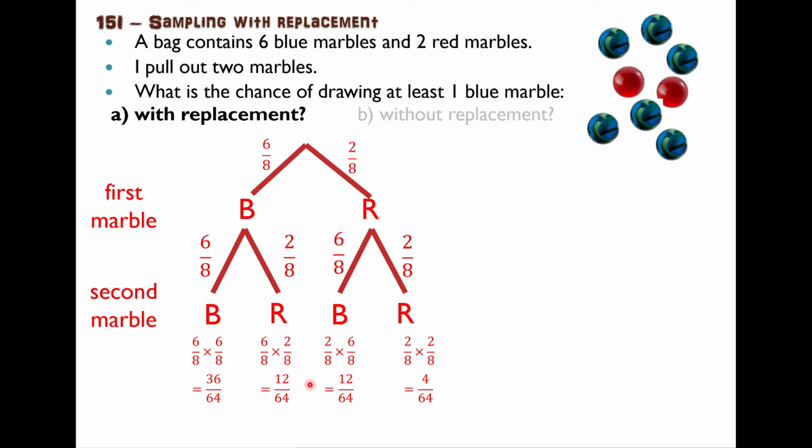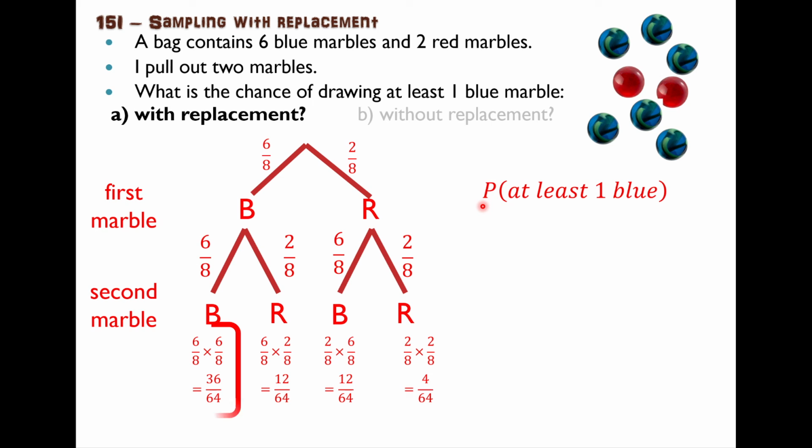We can look at these 4 situations at the end and look at which ones end up with at least one blue marble. Here, I drew a blue and then a blue. Do I have at least one blue marble? Yes, I have 2. And this one, I've got a blue and then a red. Do I have at least one blue marble? Yes, I got it up here. And in this third situation, I got a red first and then a blue. Did I get at least one blue? Yes. And finally, I've got a red and then a red. Did I get at least one blue marble here? No, I just got red marbles.